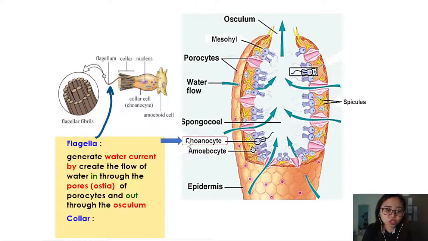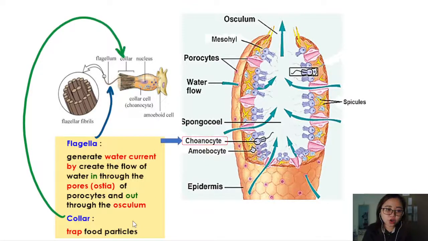Another structure that you can find on the choanocyte is the collar, which is where the cell gets its name. So this part is the collar. The function of the collar is to trap the food particles that are going to pass through the sponge.